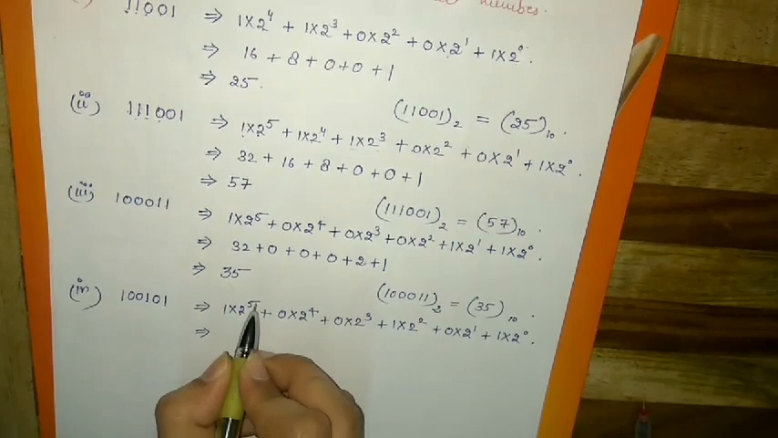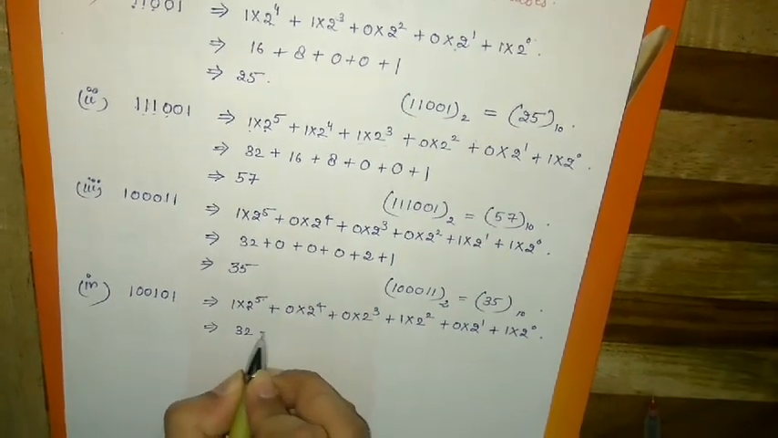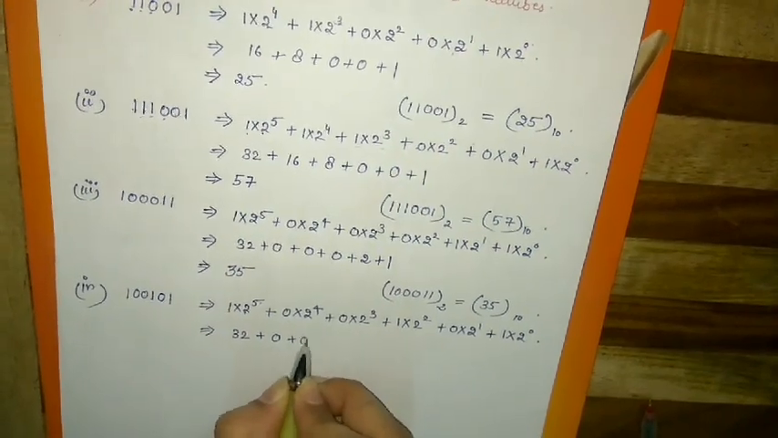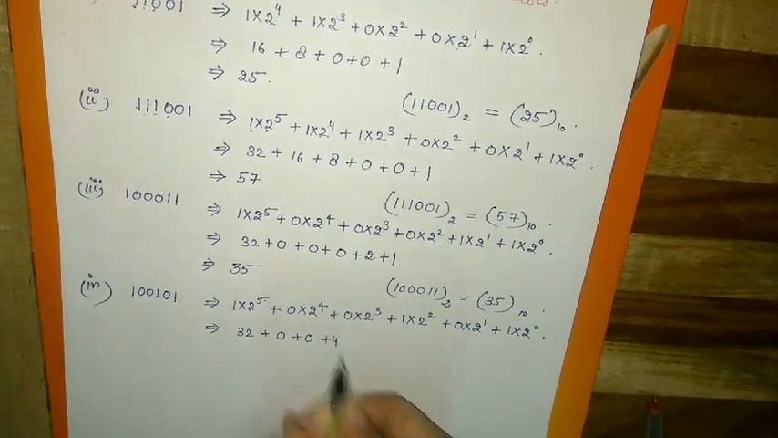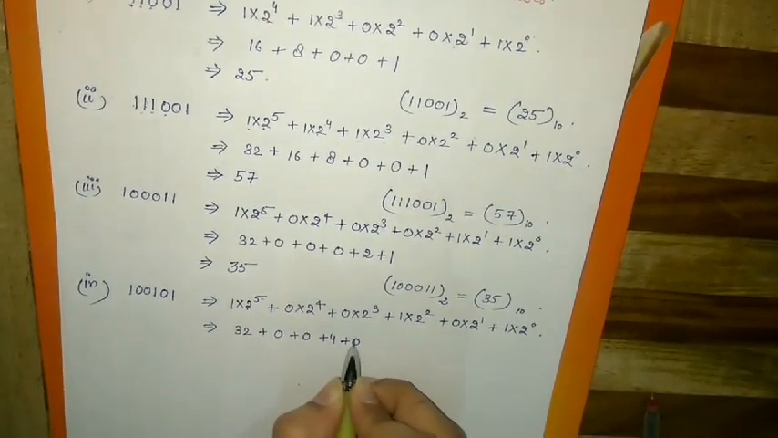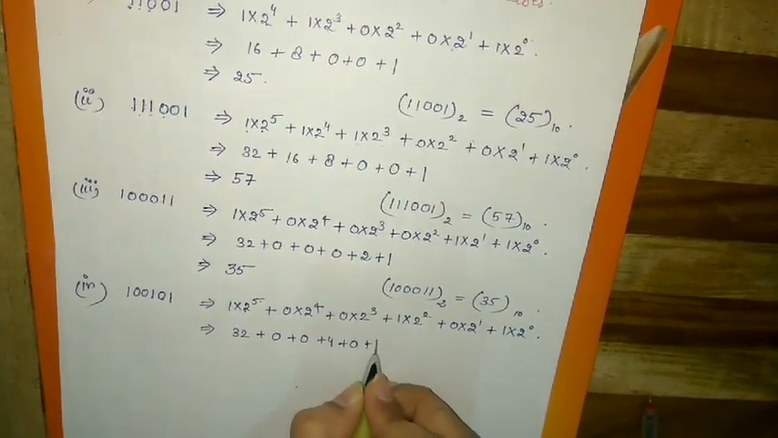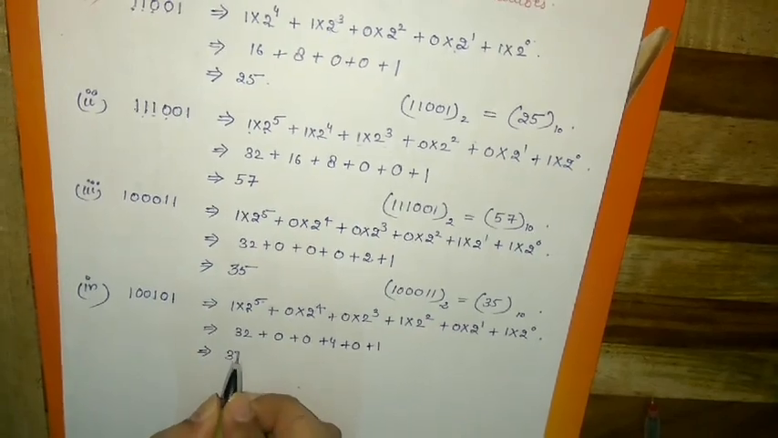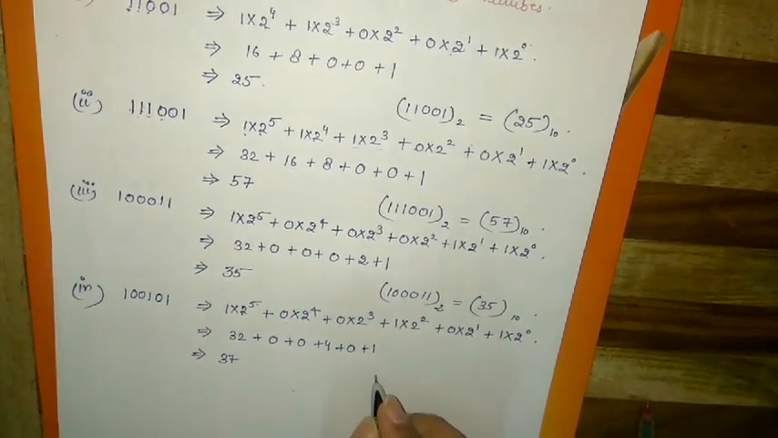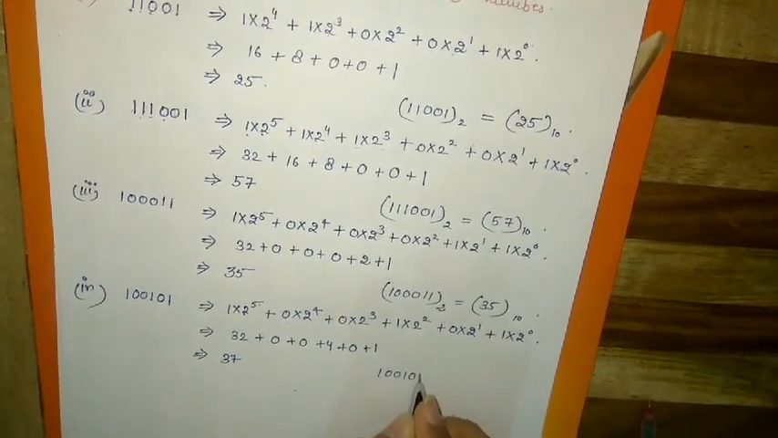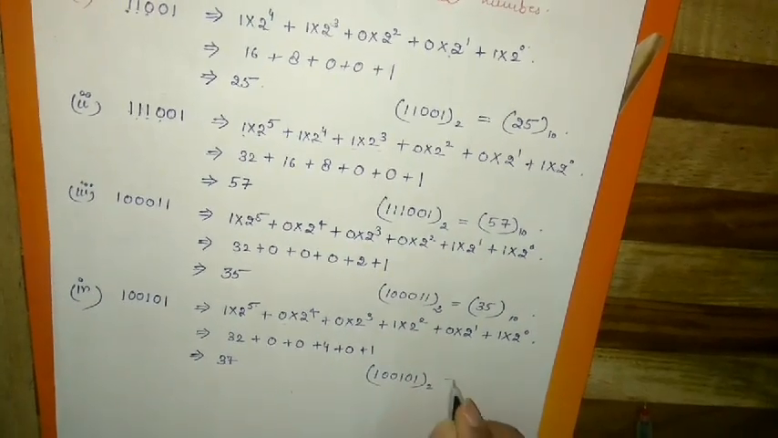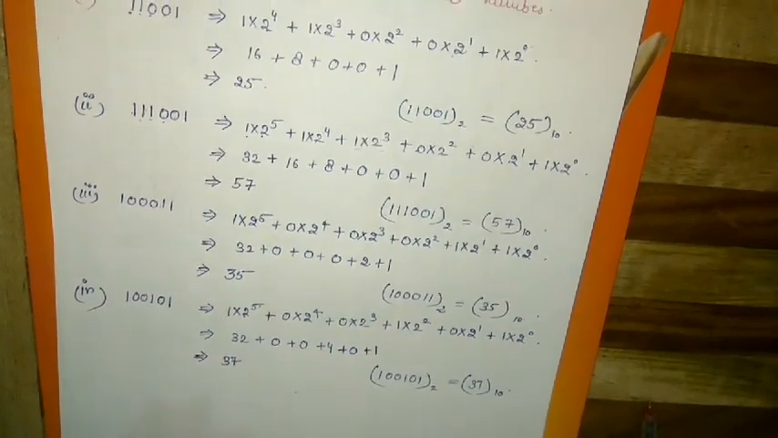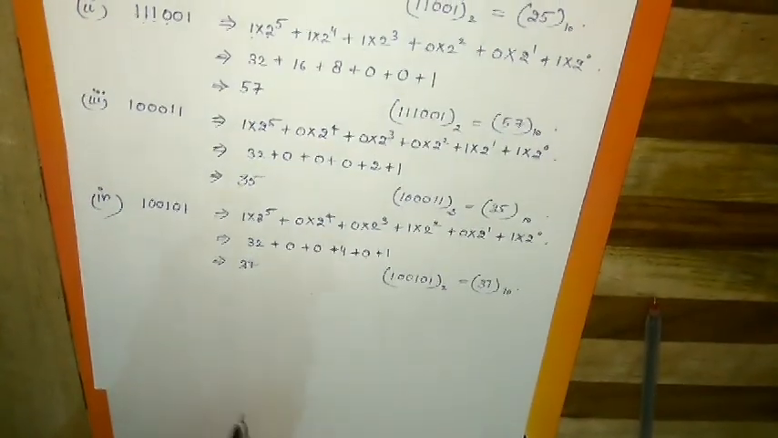1 into 2 to the power 5 is going to give you 32. Then again from this you will be getting 0. From this again 0. From this you will be getting 4. From this 0. And from the last one you will be getting 1. Okay, and when you sum it all up, then you will be getting 37 as an answer. So 100101 with a base 2 is going to give you 37 as a decimal number. Okay, now see the last one.